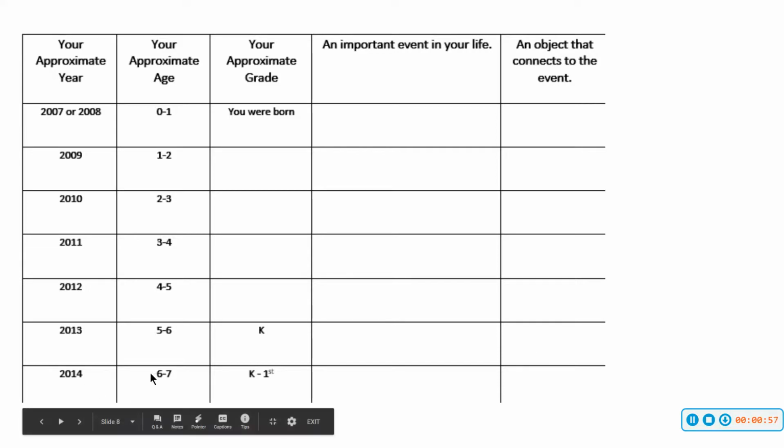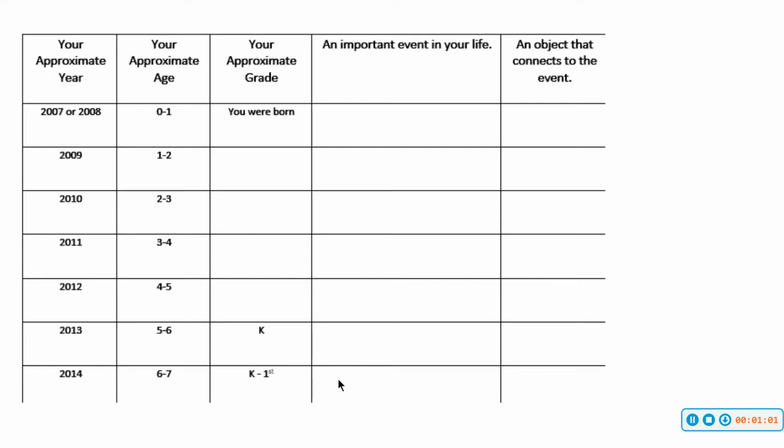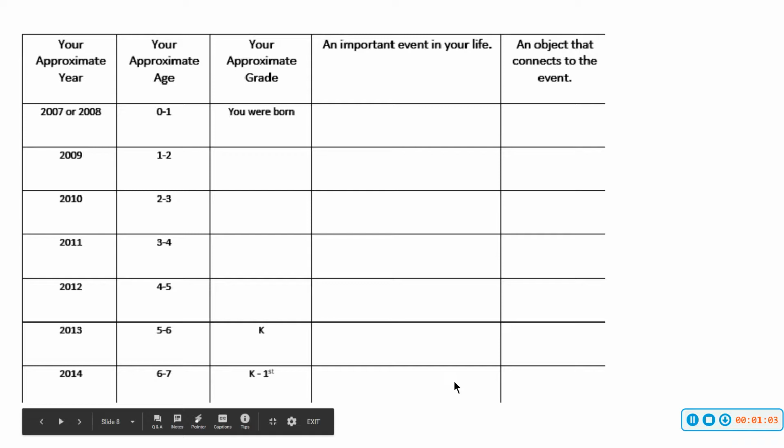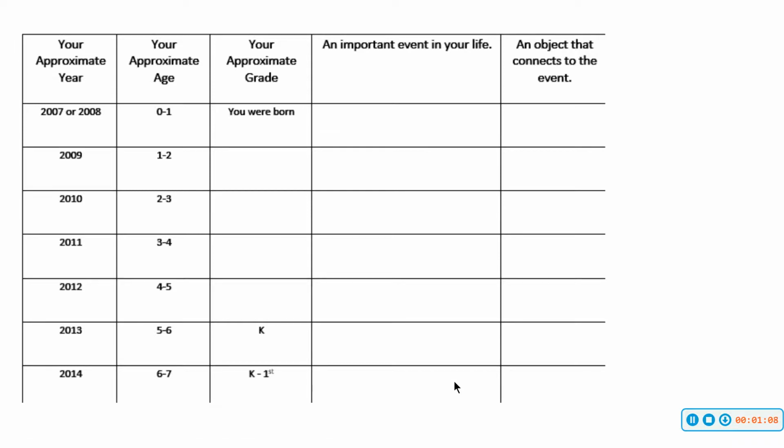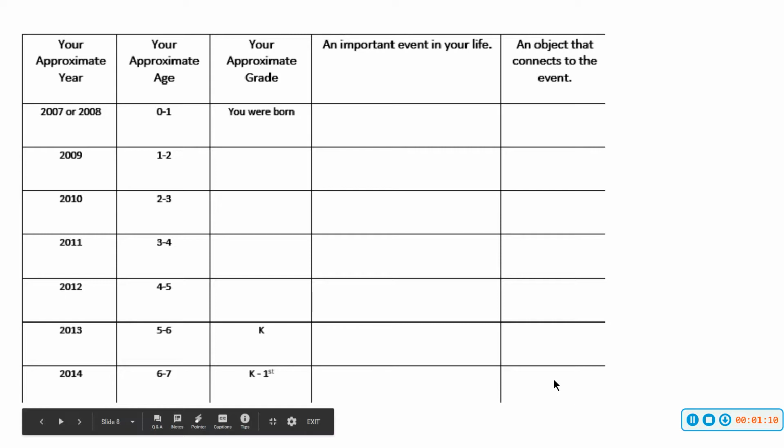So say 2014, age 6 or 7, maybe you're in first grade. Another important event might have been you traveled to Disney World. So what would be a picture or image that comes to your mind that represents that? Maybe it would be a photograph of you at Disney. Maybe it would be Mickey Mouse ears.